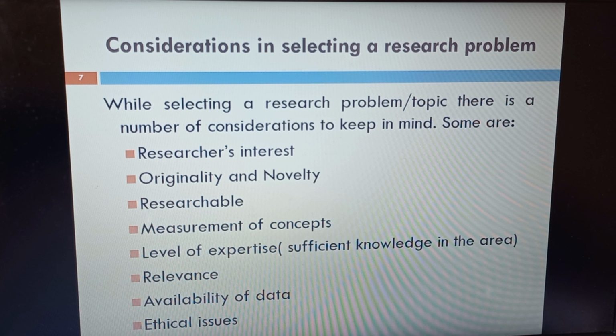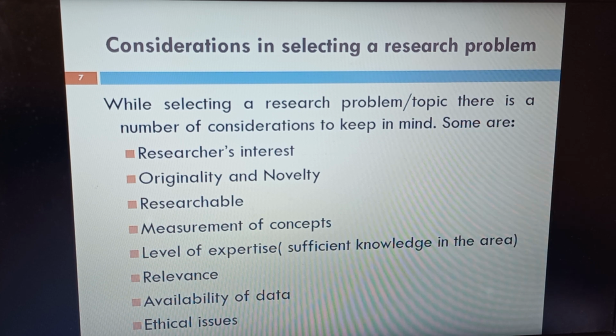For instance, if you are interested to study performance of organizations, how will performance be measured? What are the indicators that you are going to use to measure performance? What are the variables that you are going to use to measure the performance of the organization? And level of expertise or sufficient knowledge in the area, relevance, availability of data, and ethical considerations or ethical issues should be considered while you choose your research problem or research topic.